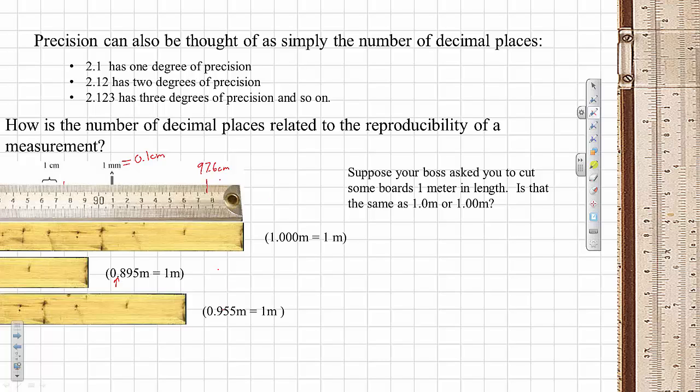What's its length? 0.955. So here's 0.9 meters, 0.91, 0.92, 0.93, 0.94, 0.95. Halfway between 5 and 6. That looks like another 5, but it's a 6. Right. So this would be 0.955 meters. Again, if we round to the nearest meter, to the ones place, this would be 1 meter.